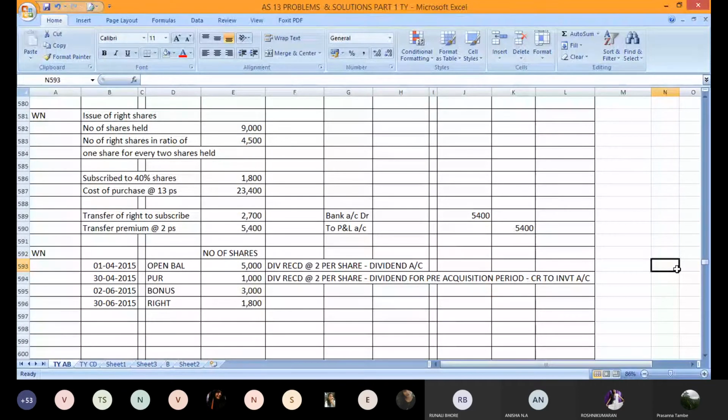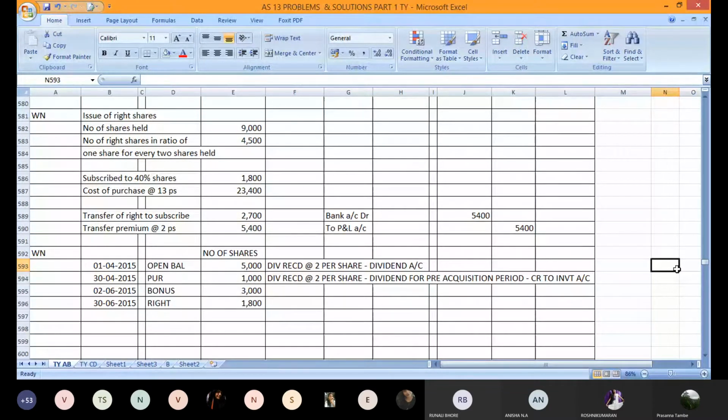The next lot of shares you purchased on 30th April. On 31st March 2015, somebody else was the owner of these shares. You were not the owner. And therefore, this is the sort of pre-acquisition receipt for you. So whatever dividend you receive on those 1,000 shares will be credited to investment account because it is in the nature of pre-acquisition dividend.